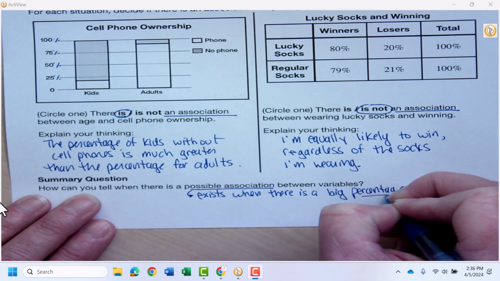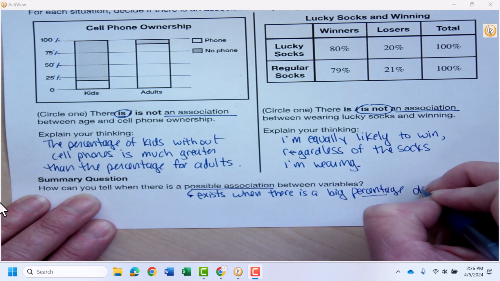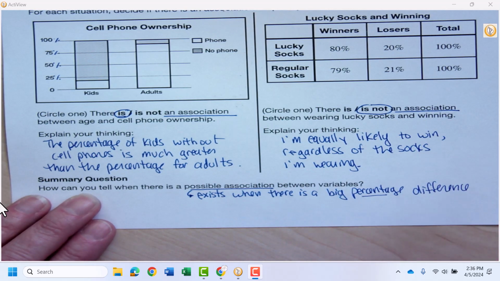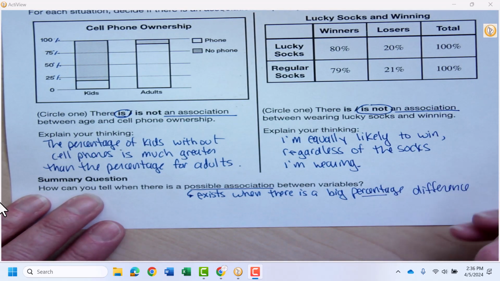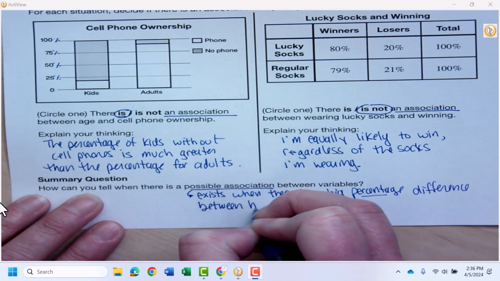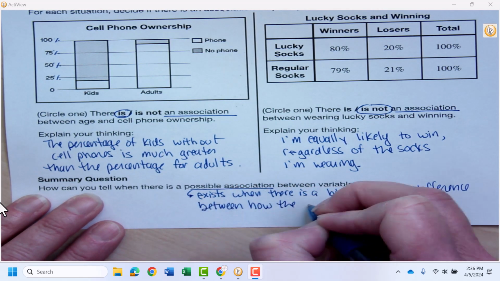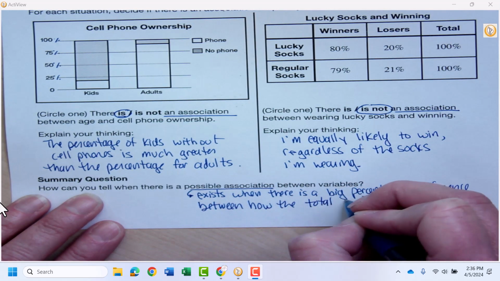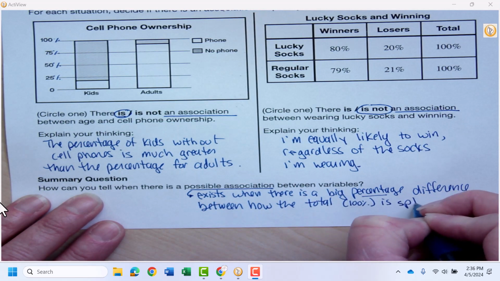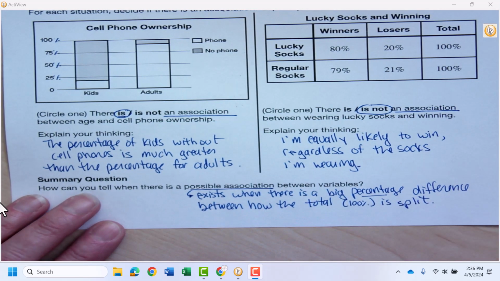All this hinges on percentages between how the total is split between groups. That total 100% is split between groups.